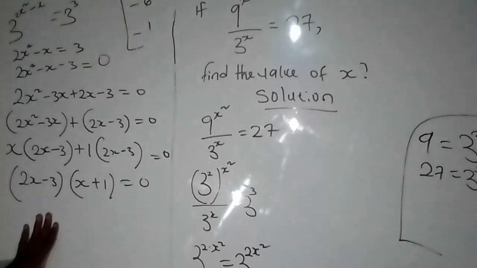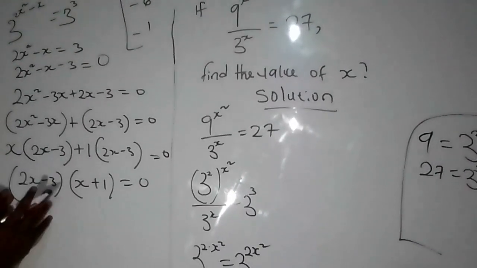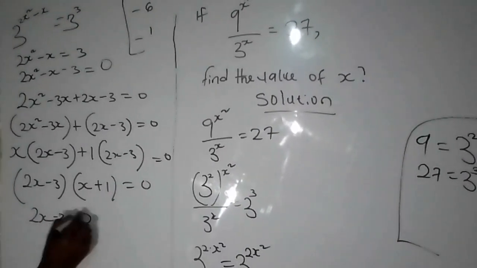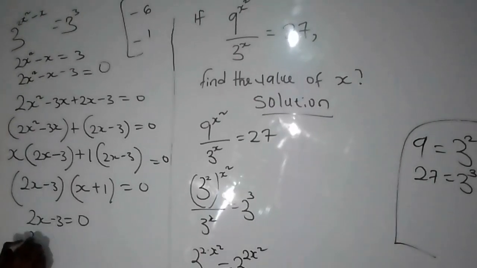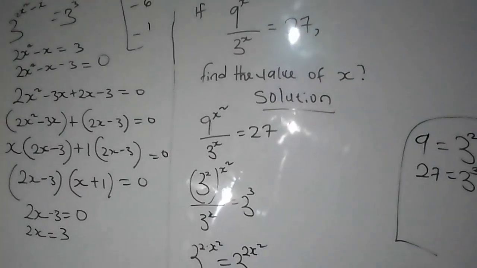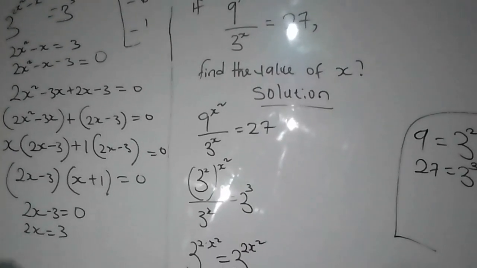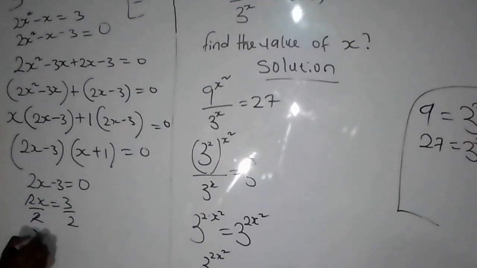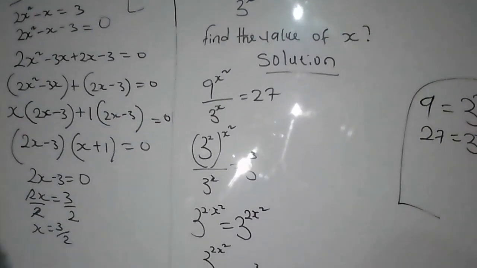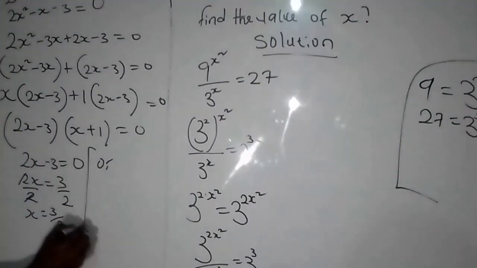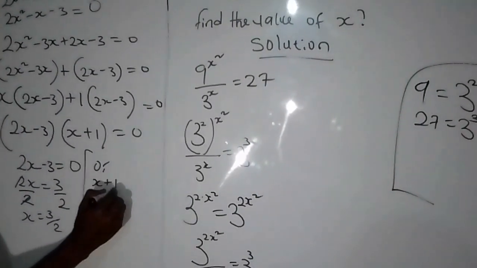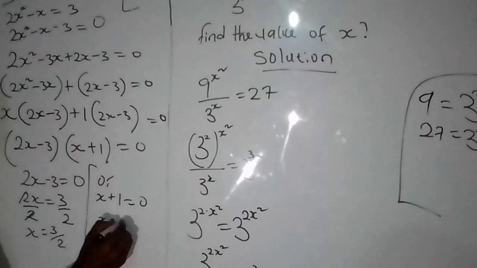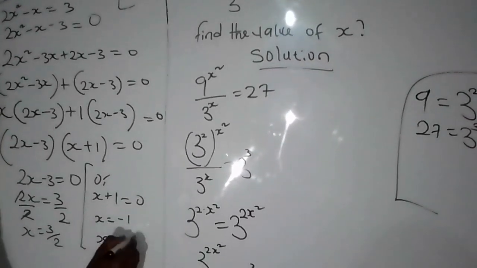The next thing we need to do is to solve them according to the brackets. Now let's pick the first bracket and solve it. So we have 2x minus 3 equals to 0, and 2x, we collect like terms, equals to 3. We find the value of x by dividing both sides by 2, and x equals to 3 all over 2, or x plus 1 equals to 0, and x equals to, we collect like terms and it becomes minus 1, and x is equal to minus 1.